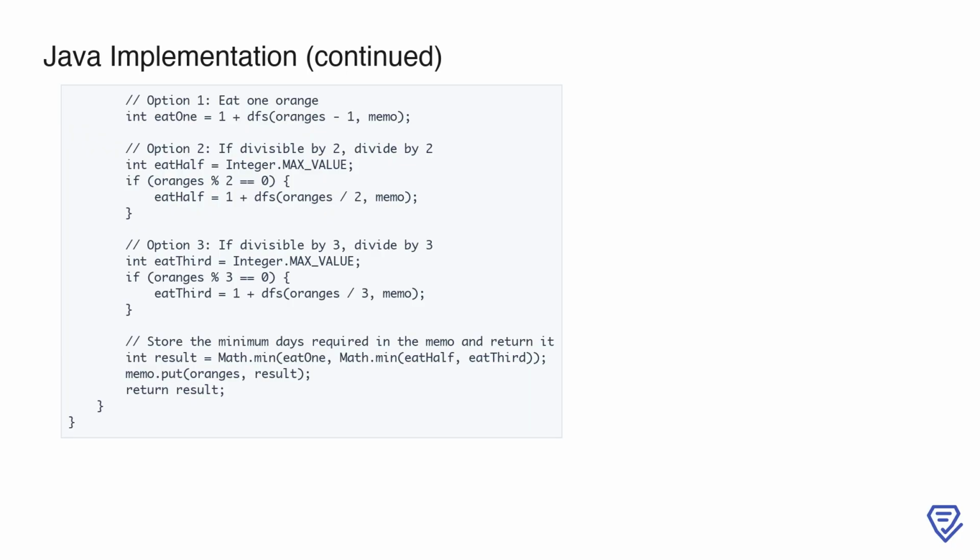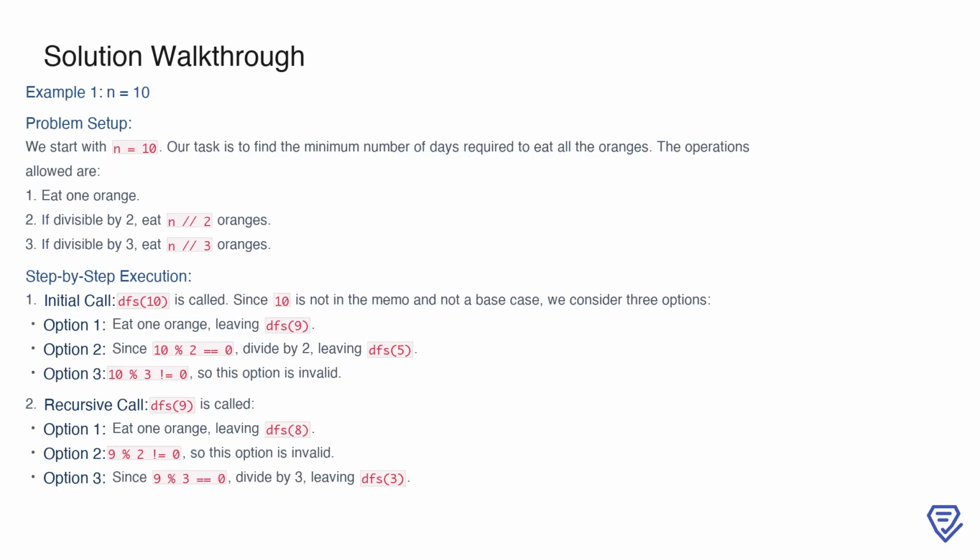Finally, we determine the minimum days needed among these 3 options, store the result in our memoization map, and return it. This ensures that we are always working with the most efficient solution for any given number of oranges. Here, we're looking at an example where n equals 10. The goal is to calculate the minimum number of days needed to eat all the oranges. To do this, we consider the 3 allowed operations: eating 1 orange, dividing the number of oranges by 2 if divisible, or dividing by 3 if divisible.